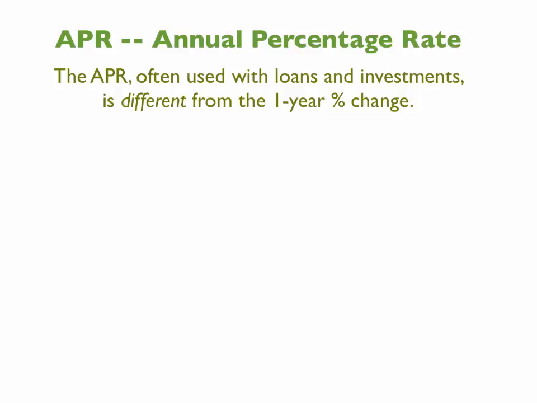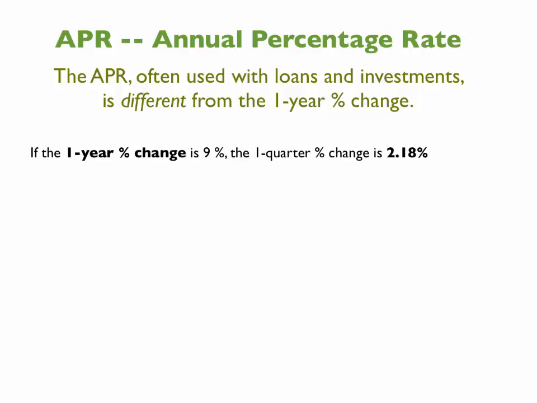So APR, although it's called the annual percentage rate, it's different from the 1 year percent change. So it's a little different here now. Even though it makes it sound like it's the 1 year percent change, it's not really the 1 year percent change. So how does this work? If the 1 year percent change is 9%, then we just found that the 1/4 percent change was 2.18%.